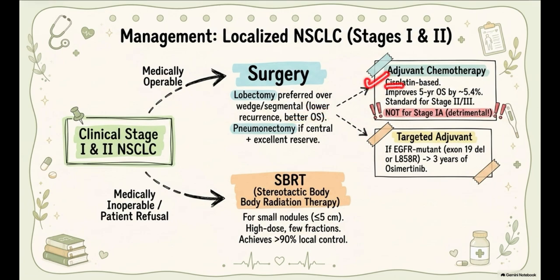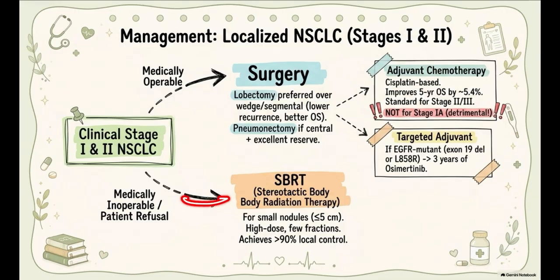After surgery, we use cisplatin-based adjuvant chemotherapy. This improves 5-year overall survival by about 5.4%. However, do not use this for stage 1A disease. It is actually detrimental in those cases. For targeted adjuvant therapy, if you find an EGFR mutation, you prescribe 3 years of osimertinib.